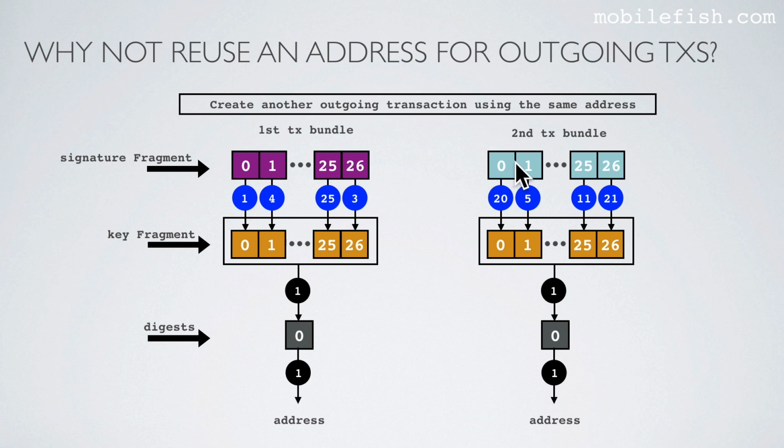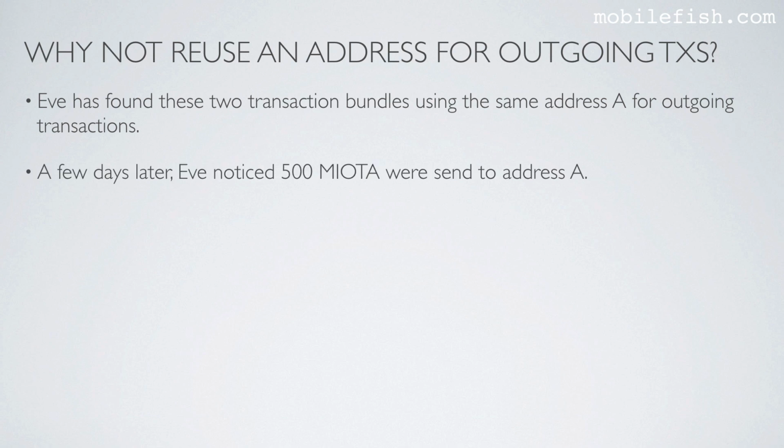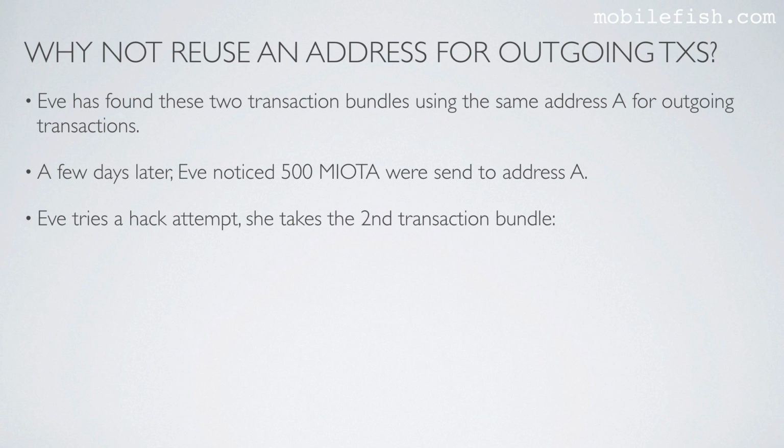As you can see over here, the signature fragments differ and also these hash values differ. But the key fragments are the same, the digests are the same, and the addresses are the same. Eve has found these 2 transaction bundles using the same address A for outgoing transactions. A few days later, Eve noticed 500 IOTAs were sent to address A. Eve tries a hack attempt.